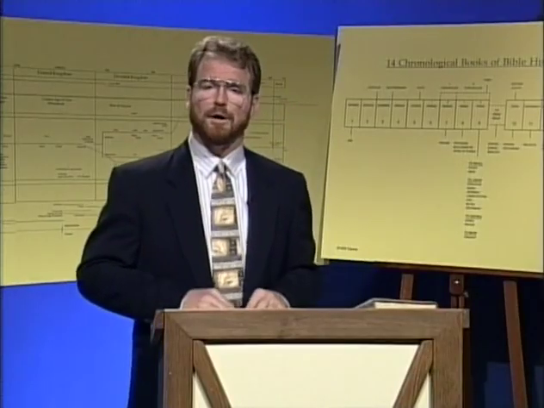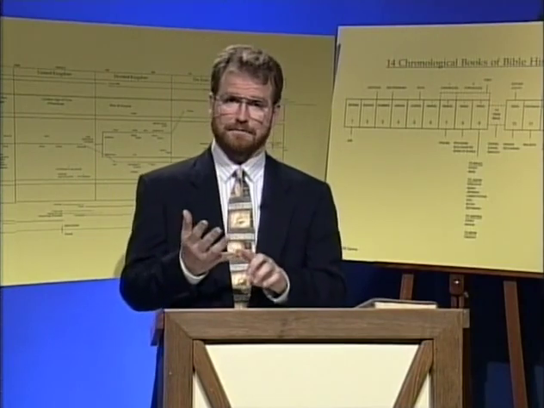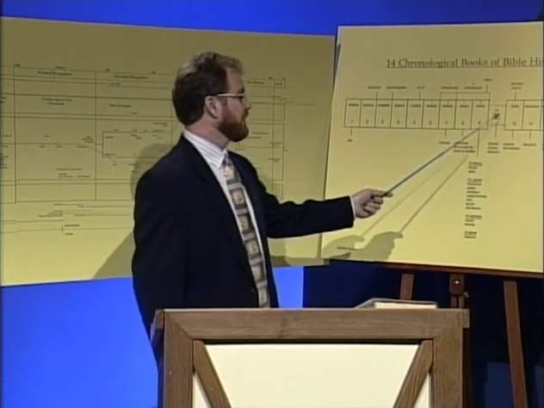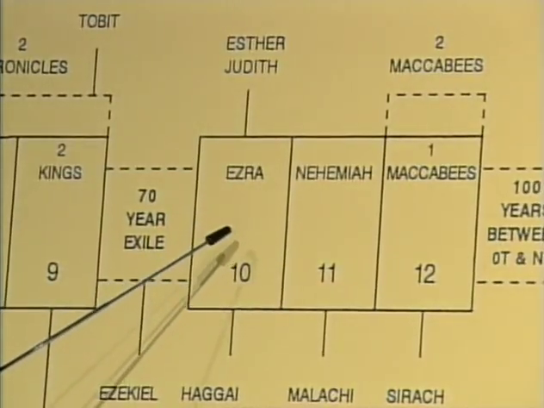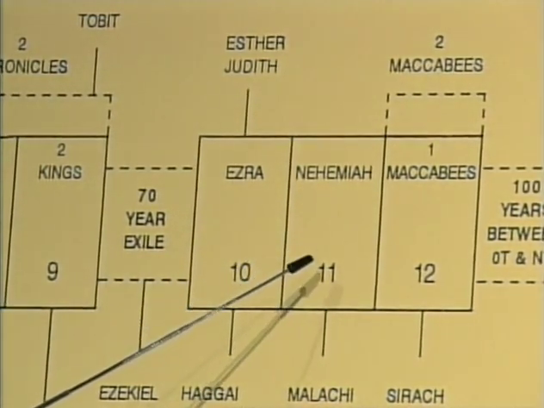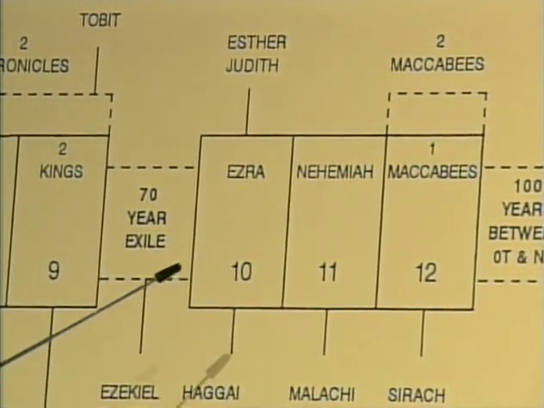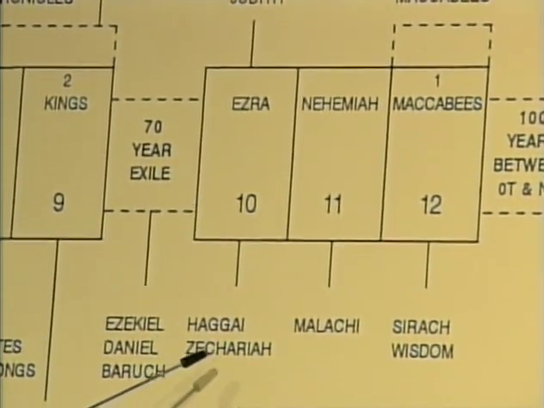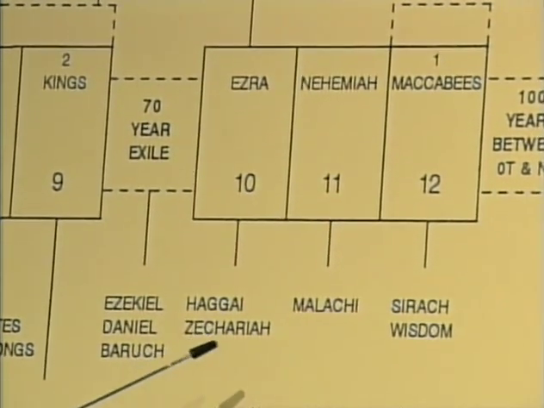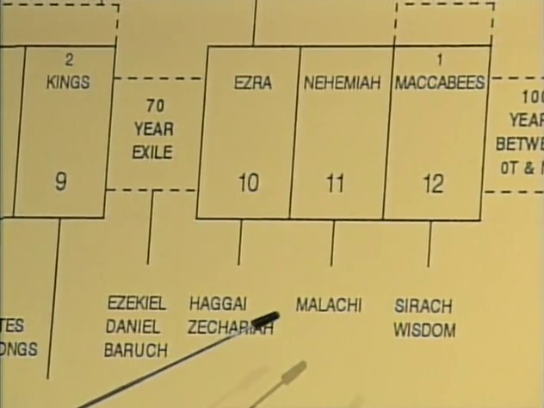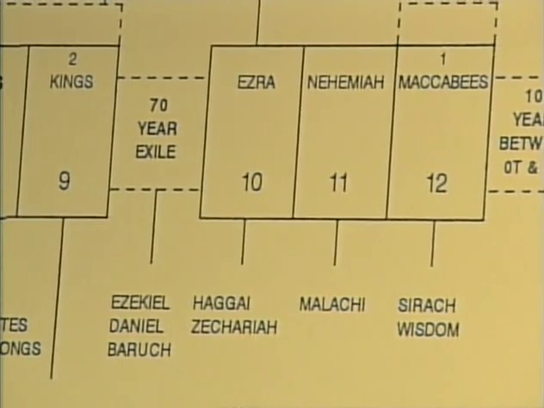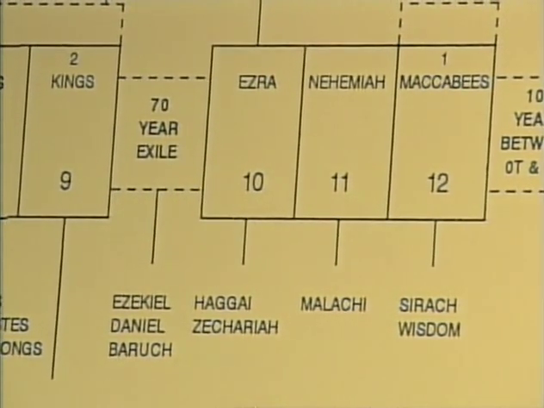The historical books that we want to read at this point are the books of Ezra and Nehemiah. If you look on the chart with me here, after the 70-year exile, we have Ezra, number 10, and Nehemiah, number 11. What I'd like you to notice is the books that should be read in context of Ezra and Nehemiah. If you really want to understand the prophet Haggai, and you want to really understand the prophet Zechariah or Malachi, they should really be understood in the context of Ezra and Nehemiah. In fact, that's important for reading all of the prophets. You'll get much more out of the prophets when you read them in their historical context.